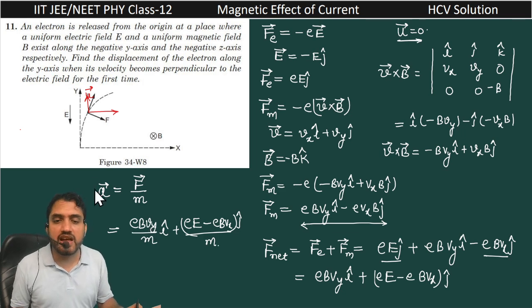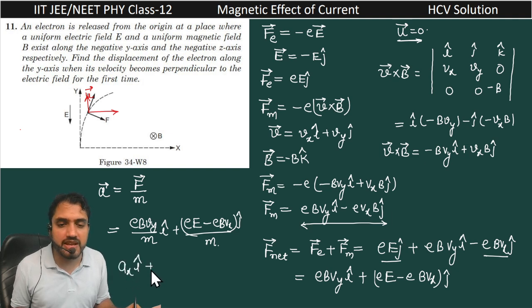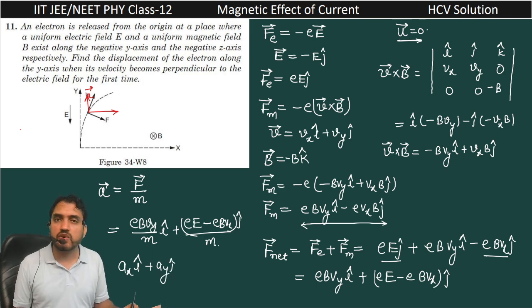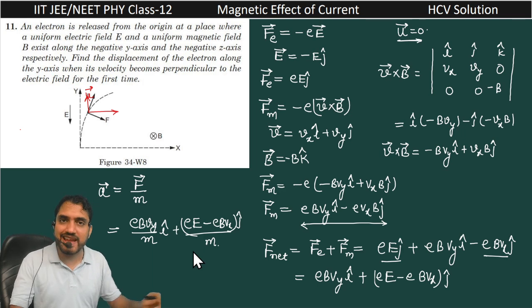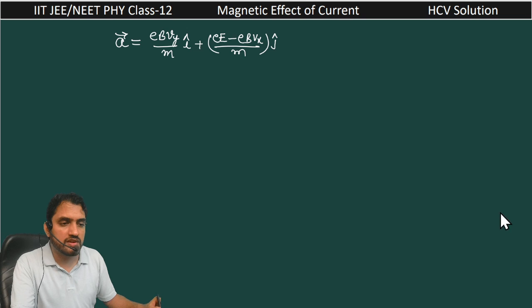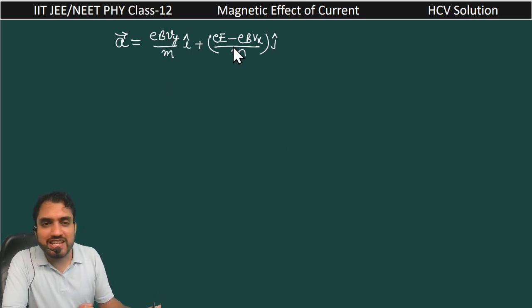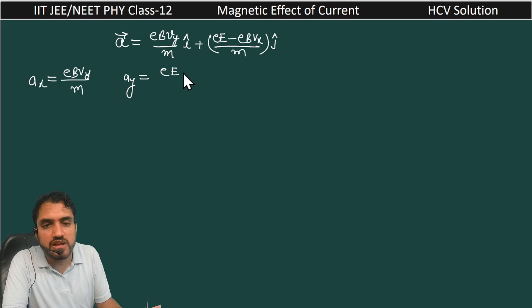And now this acceleration we can write as Ax I cap plus Ay J cap, and it is equal to this expression. So we have to use the next slide now. So this is the x component of acceleration. This is the y component of acceleration. So we can write Ax, the x component of acceleration, equal to E into B into Vy divided by M. And the y component of acceleration, Ay, is equal to E into capital E minus E into B into Vx by M.